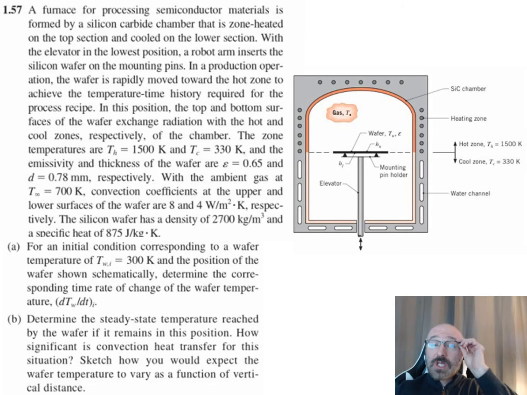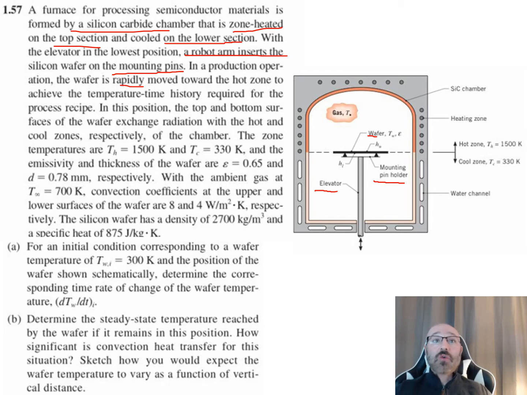So in this first example problem, we have a furnace for processing semiconductor materials. This is formed by a silicon carbide chamber that is zone heated on the top section and cooled on the lower section. With an elevator in the lowest position, a rollbar arm is then going to insert a silicon wafer on its mounting pin. So we can see here's our elevator, here's our mounting pins over here, and there's our silicon wafer right there. In production operation, the wafer is rapidly moved towards a hot zone to achieve the time temperature history required for the process recipe.